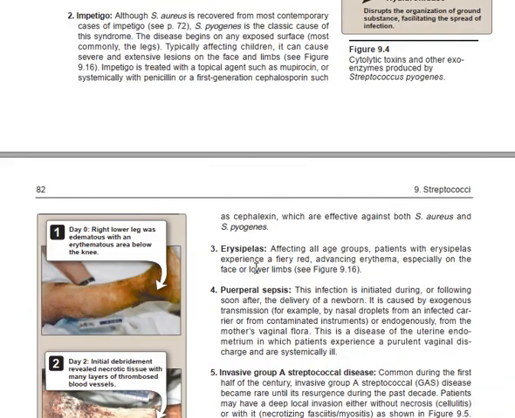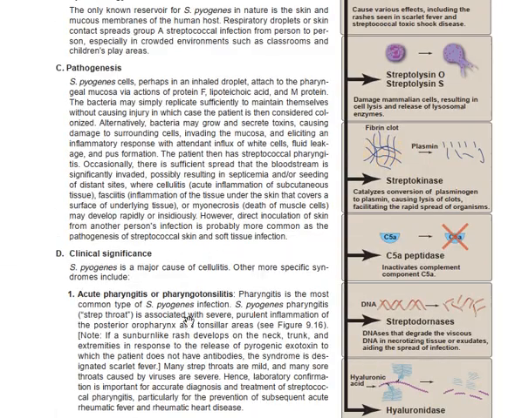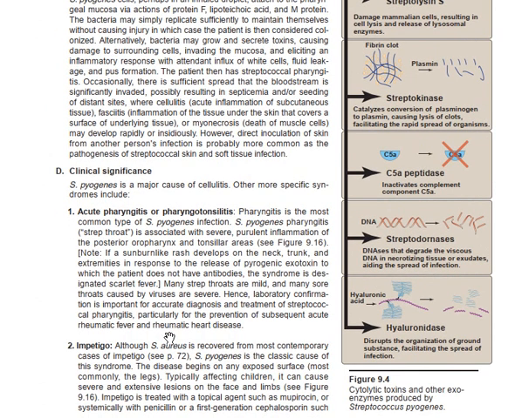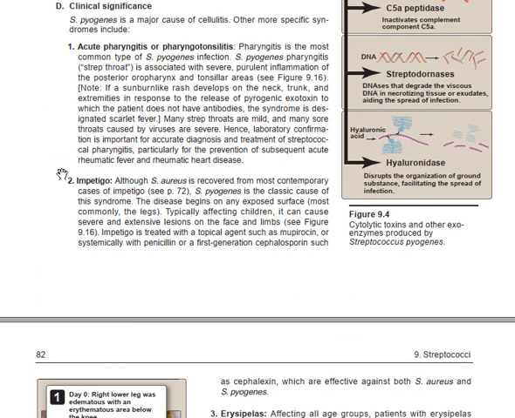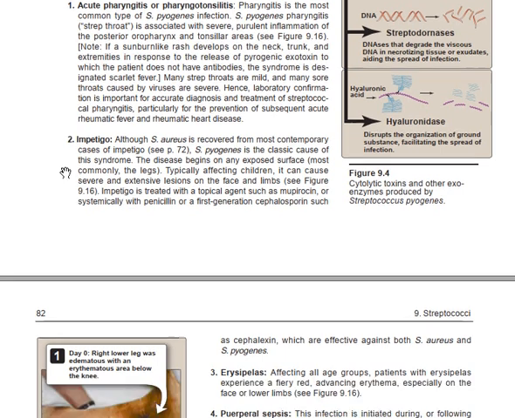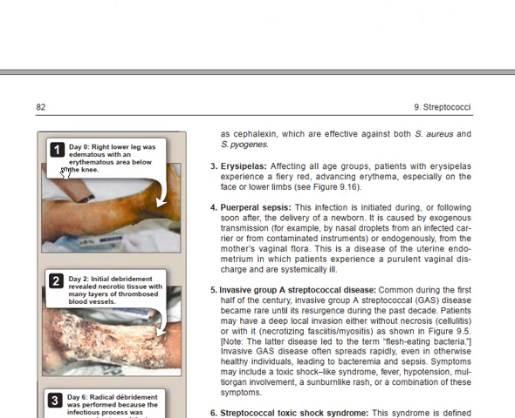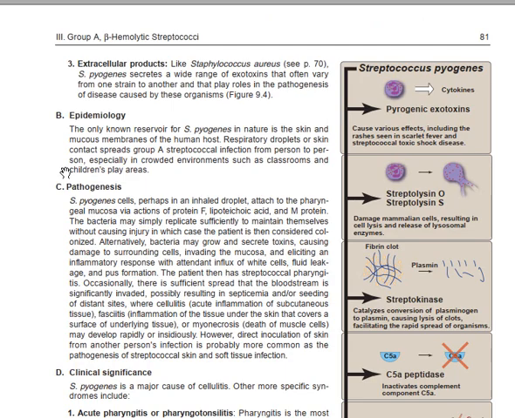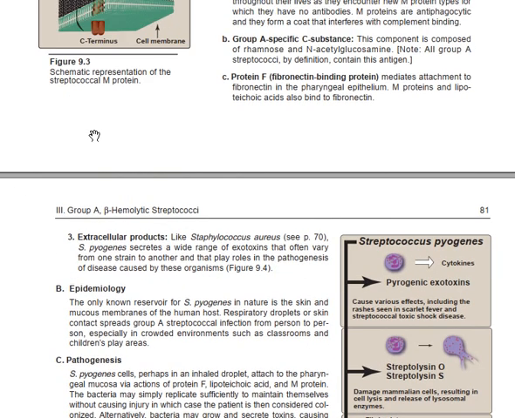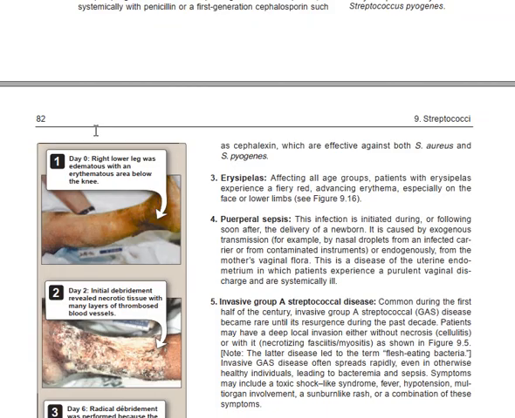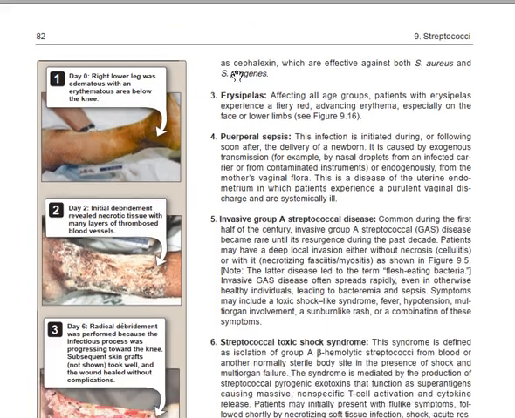Now, there are other disorders produced by the Streptococci. The first one is acute pharyngitis or pharyngotonsillitis, which makes clinically susceptible patients prone to rheumatic fever. The second is Impetigo. There is an Impetigo which is caused by Staphylococcus aureus. There is another form of Impetigo caused by Streptococcus pyogenes. After that form of Impetigo, you have now erysipelas.